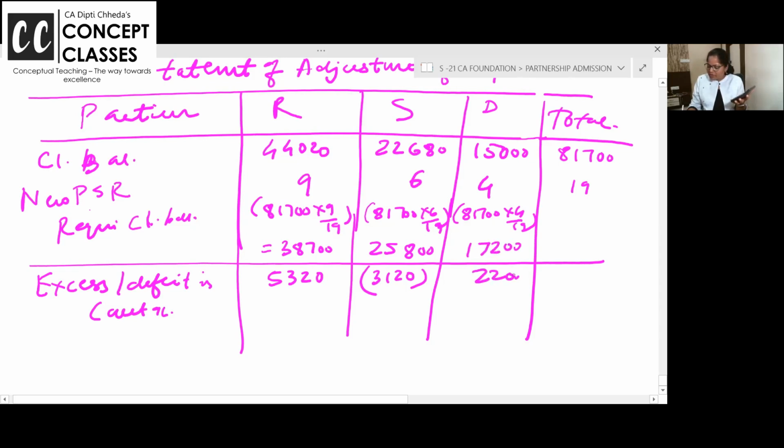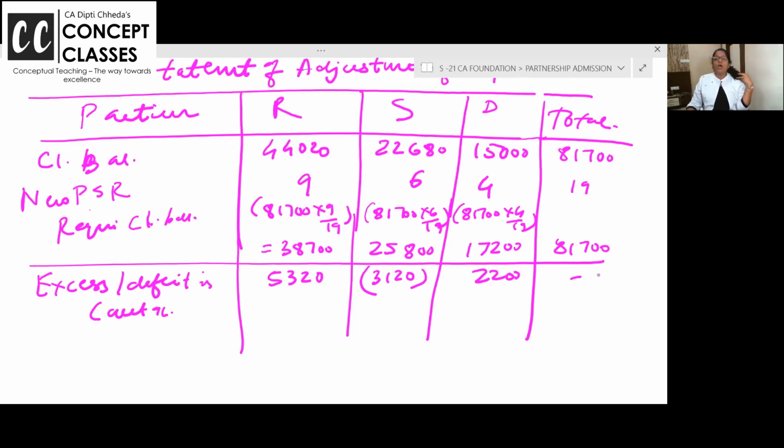17,200, 2,200, 81,700. See, if you are keeping the total capital intact, it will be mutual. आप कम है लेके आओ उतना ही, आप ज्यादा है लेके जाओ and all. But in the last problem, we didn't want the total capital to be 87,500. We wanted the capital according to these ratios. So we did it in a different way.